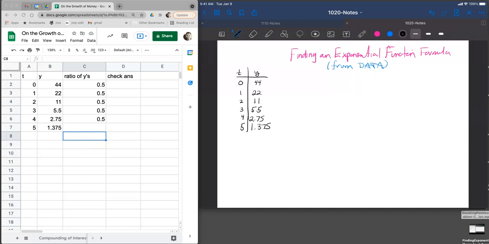Right, in this video we do another example of finding an exponential function formula from some given data. On the left-hand side is the data that's been given to us. What we're trying to find is y as a function of t, an exponential function that fits this data and is of this particular form: a constant times a base b to a power t.